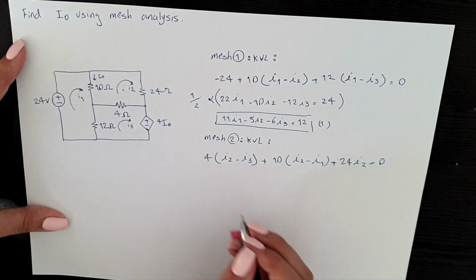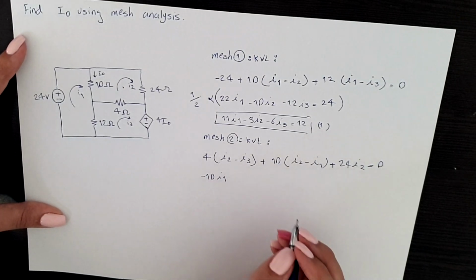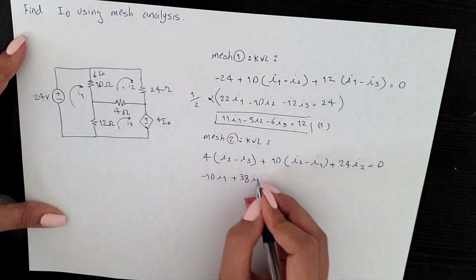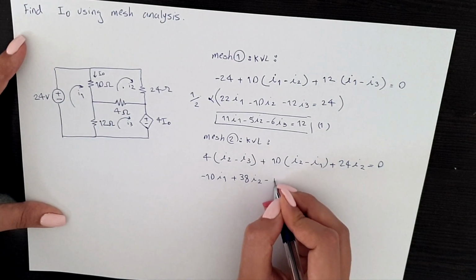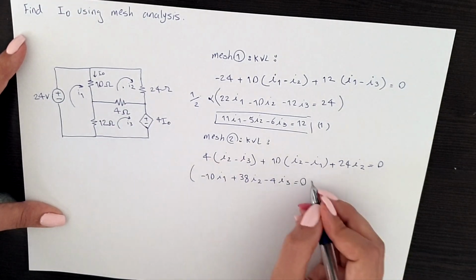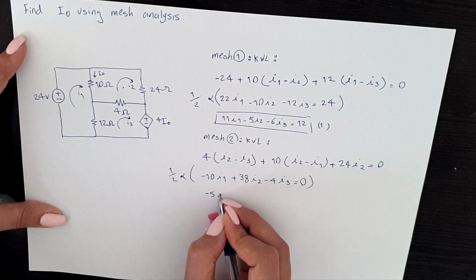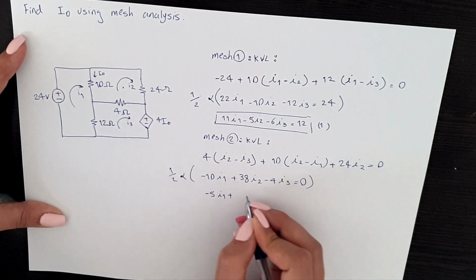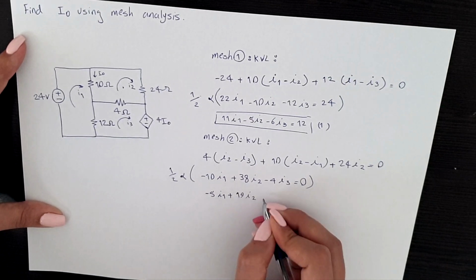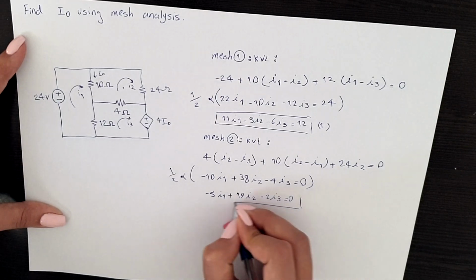If we simplify this, we get minus 10I1 plus 38I2 minus 4I3 is equal to 0. We multiply this by 1 over 2, so minus 5I1 plus 38 over 2, which is 19I2, minus 2I3 is equal to 0. So this is our second equation.